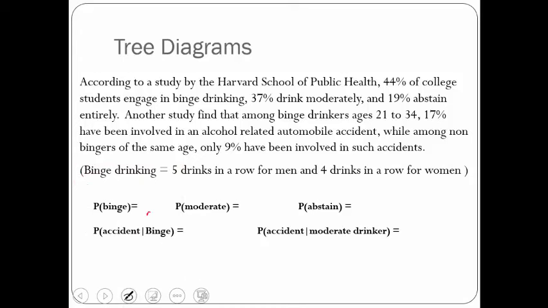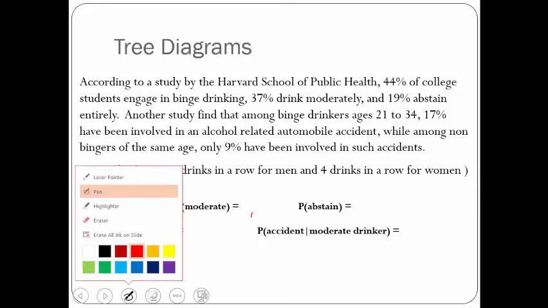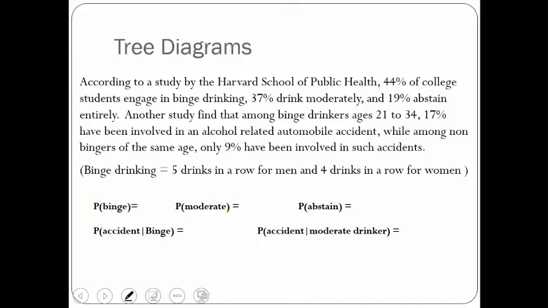Well, that's 37%. Moderate drinkers, excuse me, I was writing the wrong ones there. Let me erase. So binge drinkers was 44%, moderate drinkers 37%, those that abstain 19%.